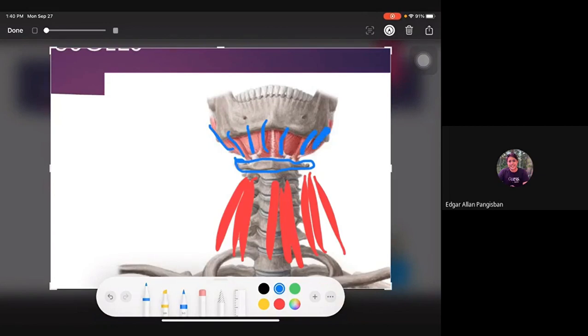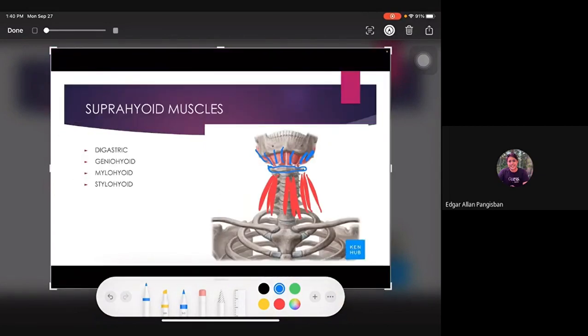Okay? So ano yung mga suprahyoid muscles natin? We have your digastric. We have your geniohyoid, mylohyoid, and your stylohyoid muscle.